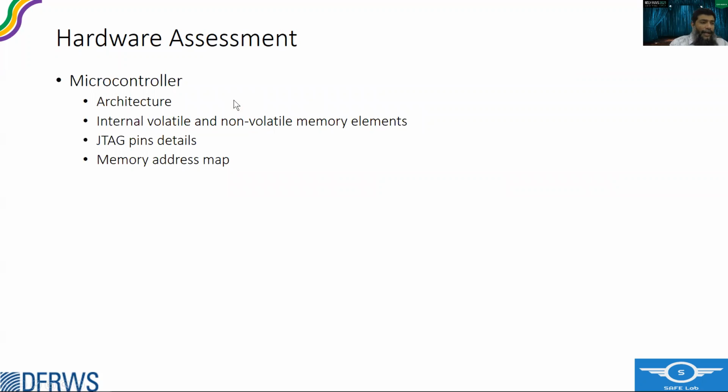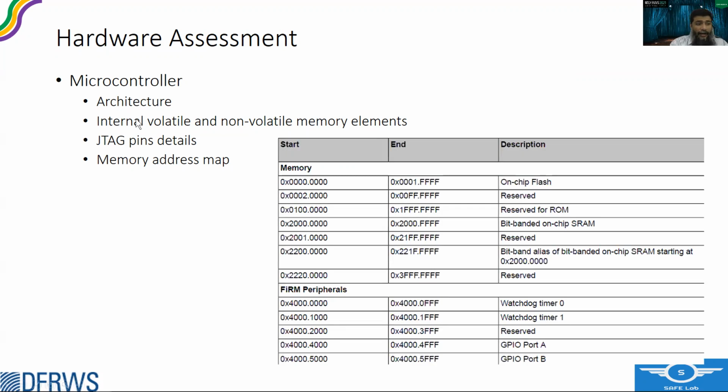So while analyzing the hardware of a PLC, we are mostly interested in the microcontroller, the architecture of the microcontroller, and its internal memory, volatile and non-volatile memory components, the JTAG pins of the microcontroller, and the memory address map, like where the flash resides and where the RAM resides, and what the peripheral addresses are, and so on.